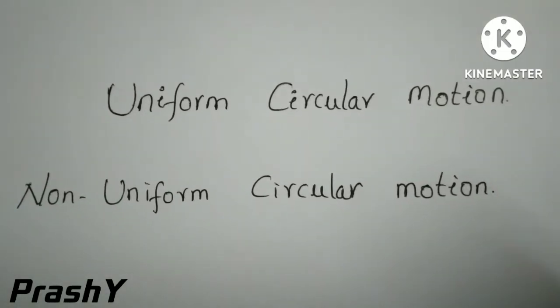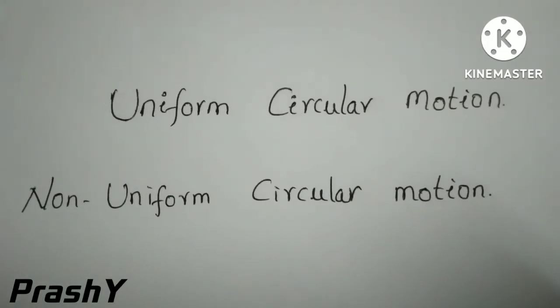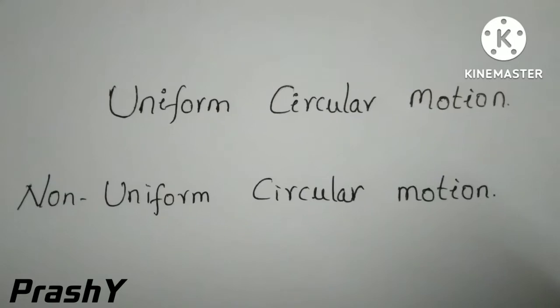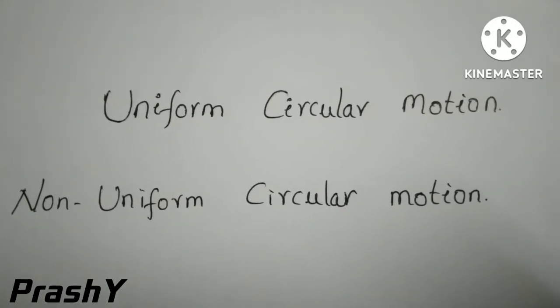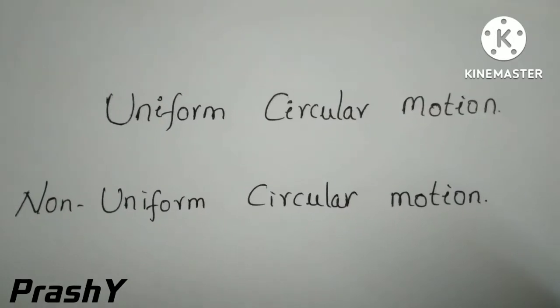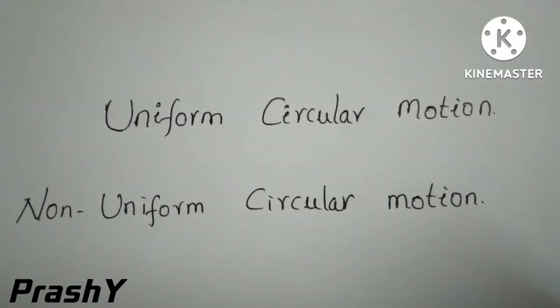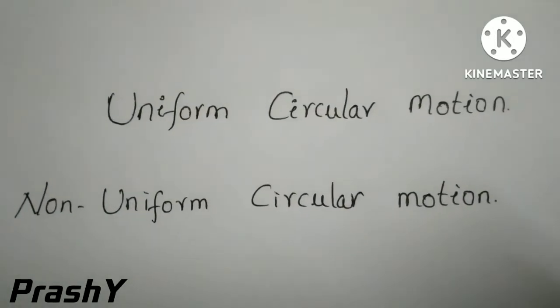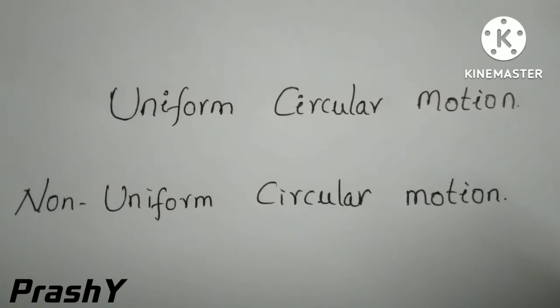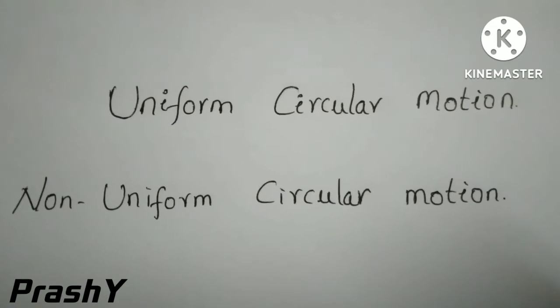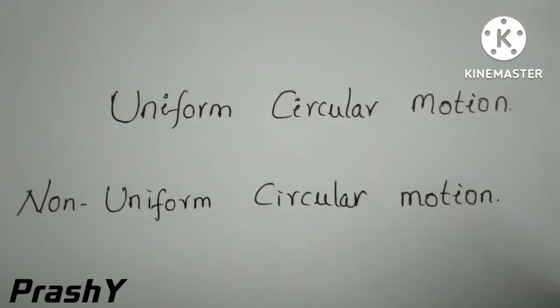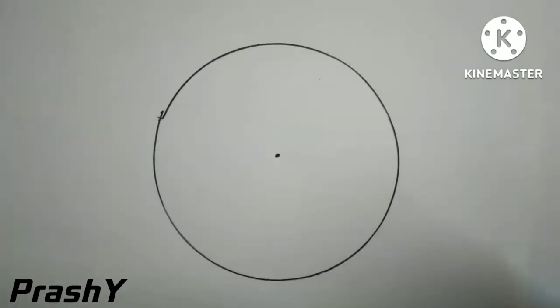Circular motion can be either uniform or non-uniform. So, uniform circular motion and non-uniform circular motion. When can we say that a particle is in uniform circular motion? We can say that a particle is in uniform circular motion when speed is constant. So when speed is constant, we call it uniform circular motion. And when the speed is not constant, we call it non-uniform circular motion.